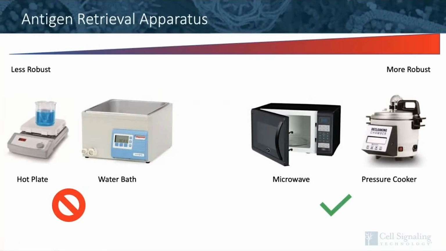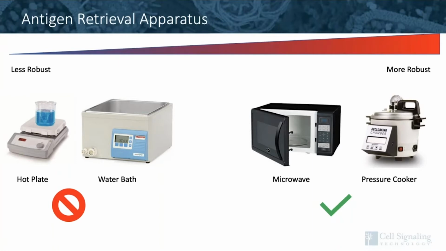In our testing here at CST, we have found that the use of a hot plate or water bath is not a good option for antigen retrieval. We tested a number of different antibodies with hot plate and water bath retrieval, and in nearly every case, the signal intensity was below acceptable levels. It is likely these devices are either incapable of reaching a sufficient temperature or the heat is dissipating too quickly.